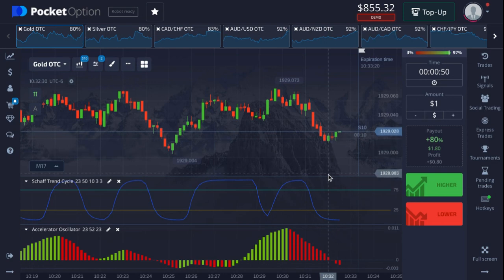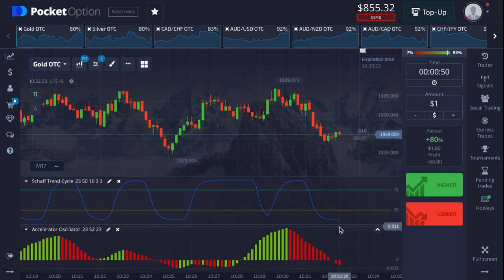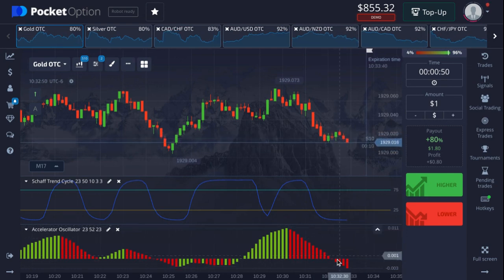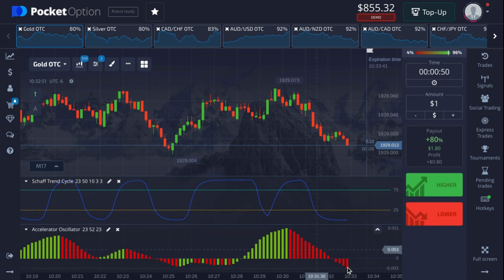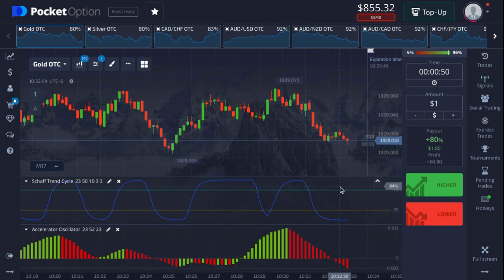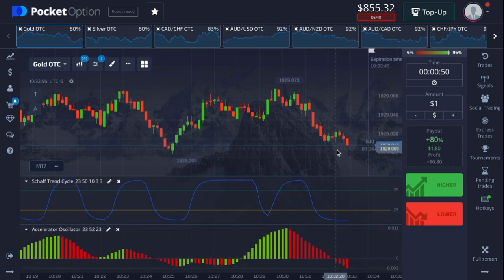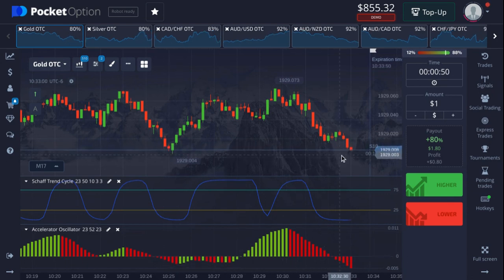So if we get a signal one way or the other, we could take it, which is tempting. And we're still consolidating. This says we're losing momentum to the down, but I have a feeling it's going to kind of settle down here for a little bit.